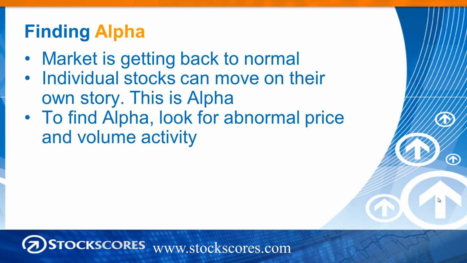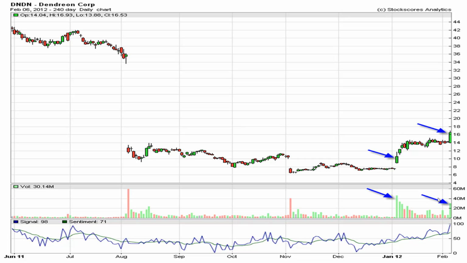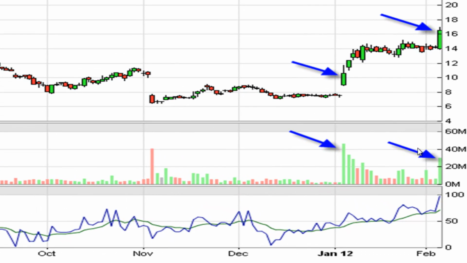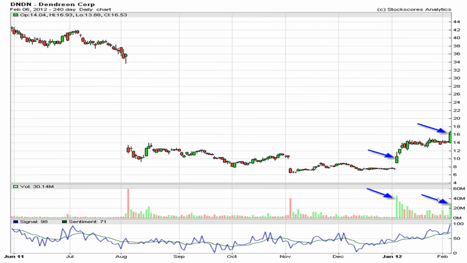Now, to find alpha, what we need to do is look for abnormal price and volume activity, things that really make that stock stand out from the crowd. So I've put up a stock here that I caught on to today. This is Dendreon, DNDN, on the NASDAQ Stock Exchange. And you can see at the blue arrows, there have been days in the last month when this stock not only traded with abnormal price action, but also abnormal volume. This tells us that this stock is trading on its own story rather than the overall market correlation.